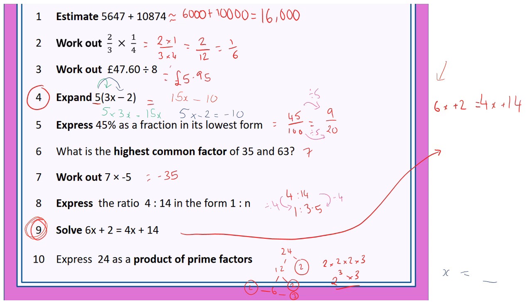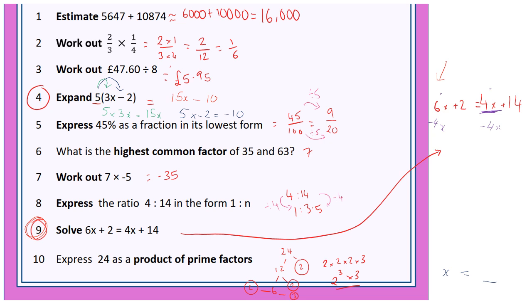So to get all the x's to one side, I'm going to find the smallest value of x. So I've got 6x on the left-hand side and 4x on the right. So 4x is the smaller amount of x's. So to get rid of plus 4x, I've got to do the opposite. I'm going to take away 4x from both sides. What does that leave us with?